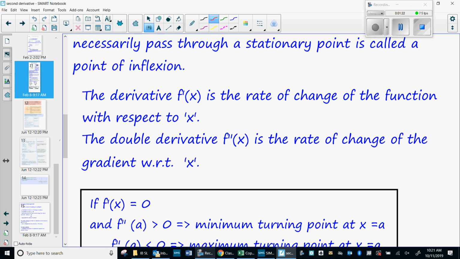As I say, concavity is coming up more and more. So we know that the derivative is the rate of change of the function, yes? In other words, it's talking about the gradient. So the rate of change of y with respect to x. The second derivative is the rate of change of the gradient. So it's how does the gradient change?